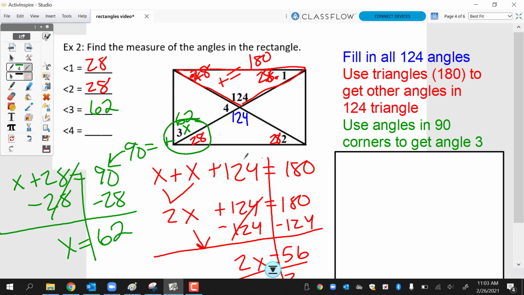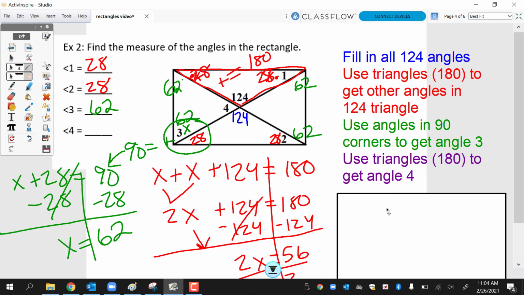Where else in the picture? I'm going to fill in everywhere else that there's a 62. So that's going to be over here in this corner, 62, and over here, 62 and 62. Okay, well, I still don't have an angle 4. So how am I going to get this part? Well, I'm going to use the triangles adding up to 180 to get angle 4.